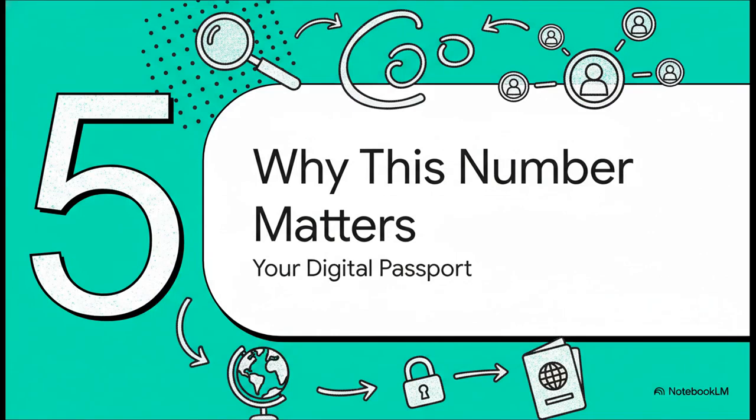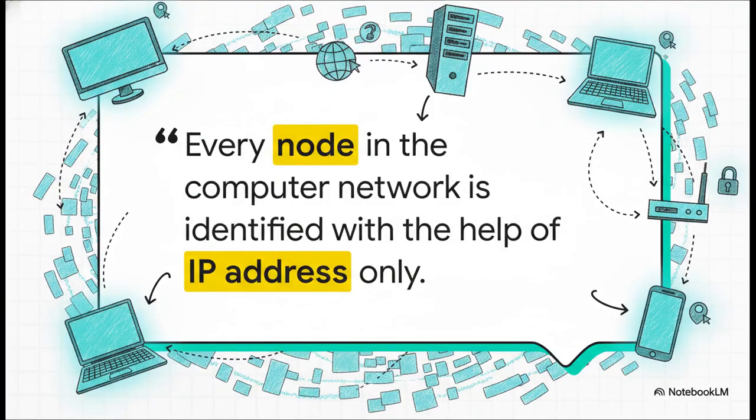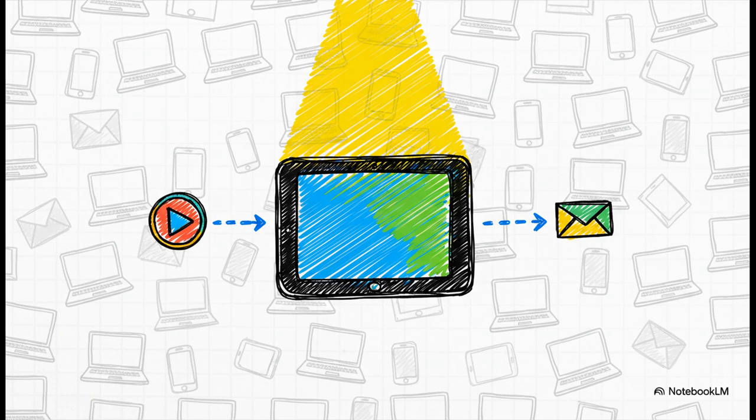Okay, so we know how to find it, we know how to check if it's valid, but why does this string of numbers matter so much? What's the big deal here? Well, our source material from NASO Academy really just says it perfectly. Every node in the computer network is identified with the help of IP address only. That's it. It is the single point of identification. Without an IP address, there would be absolutely no way to tell your laptop apart from the billions of other devices online. It's the one thing that ensures the email you send actually gets to the right person, and the video you want to watch finds its way back to your screen. It is, without a doubt, the fundamental addressing system for the entire internet.